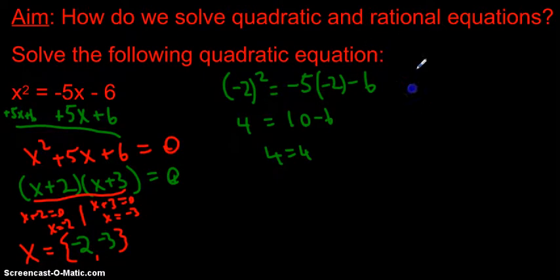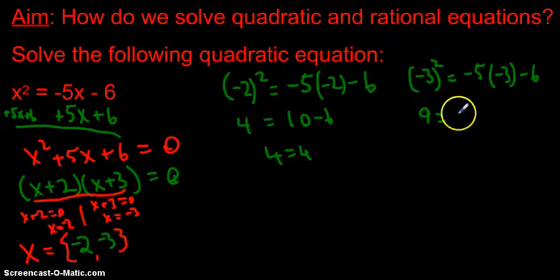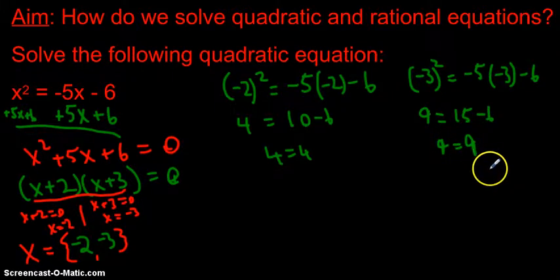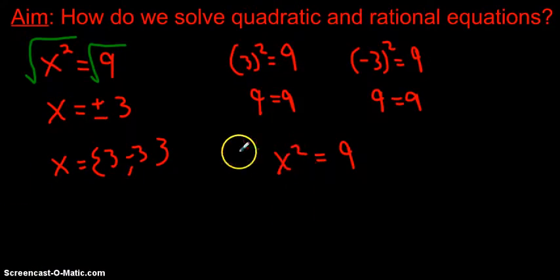Supposedly negative 3 squared will also be equal to negative 5 times negative 3 minus 6. So that's 9, which is equal to 15 minus 6, and that is true. 9 is equal to 9. So let's go back to the previous example, because we didn't factor to solve that, but we can. Okay, so again, most students often miss the negative factor, so let's do that here.